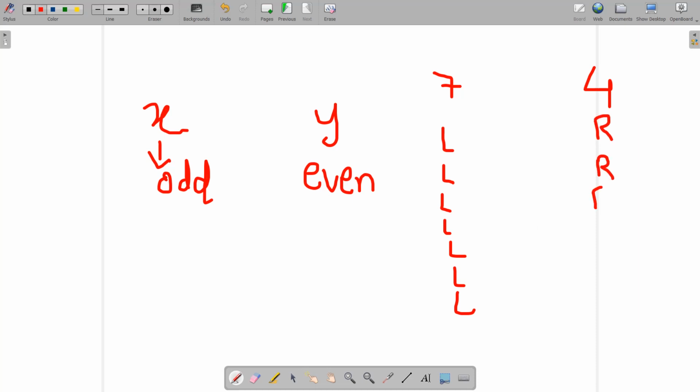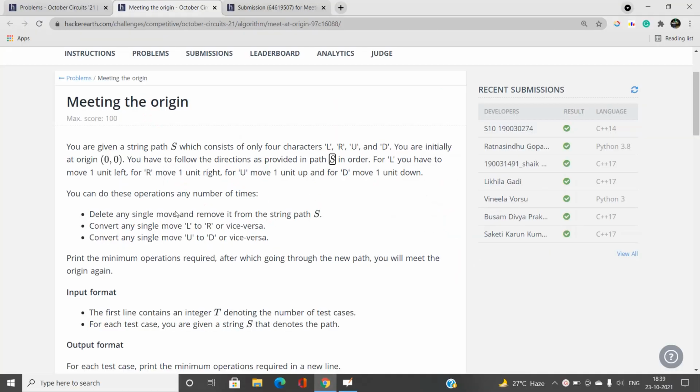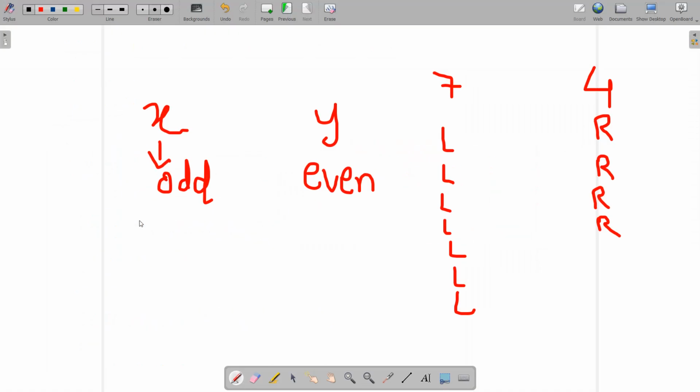Okay, we need to manage this one. That is the operation. We can convert any L to R, and also we can delete any character. So what we are going to do is, since the count of L is going to be greater than the count of R, we are going to remove this L and make this R.